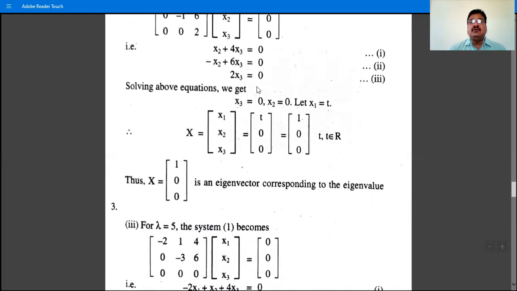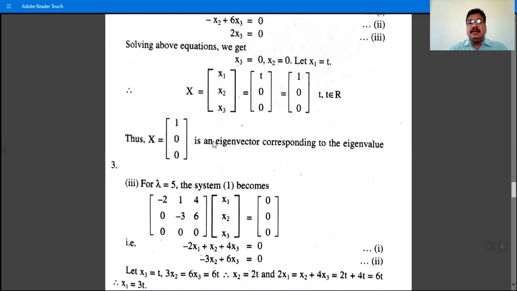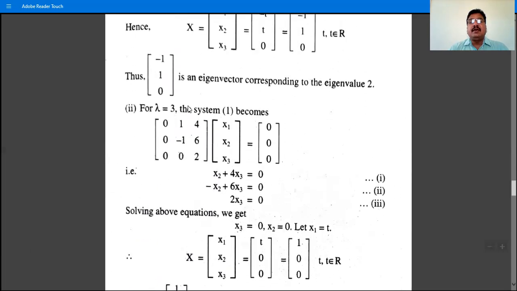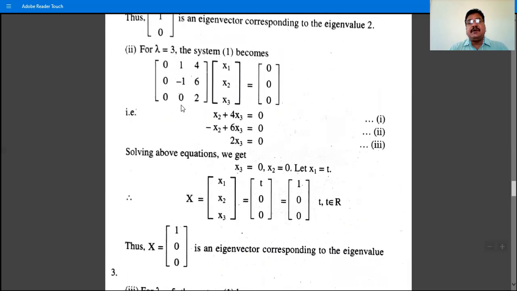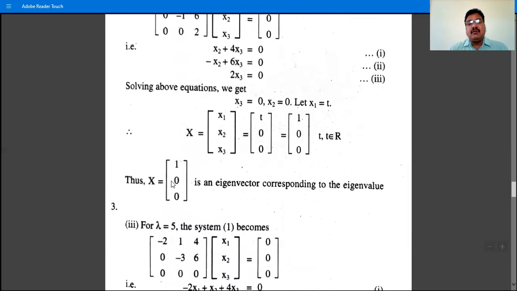And then there are two equations and three unknowns, so we have to assign one unknown. Suppose x1 is t and is a free variable. And therefore the solution is what? x1, x2, x3 equals t times 1, 0, 0. Take t as common. So 1, 0, 0 is the linearly independent eigenvector corresponding to eigenvalue lambda is equal to 3. So again we have infinitely many eigenvectors corresponding to lambda is equal to 3, but we have only one linearly independent eigenvector corresponding to eigenvalue lambda is equal to 3.